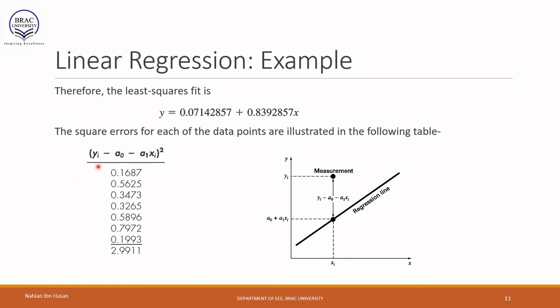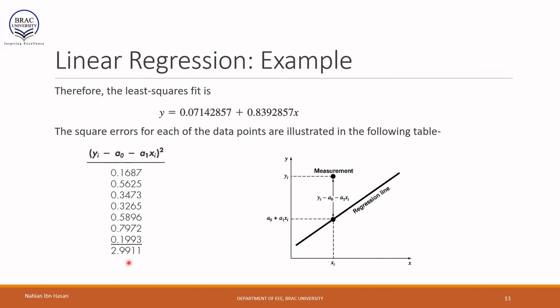So yi is the true point that is given in the table, and a naught plus a1 xi is the approximated value from the regression line. We take the difference and take the square, then we can get all the individual error terms for all of these xi terms. For x1 we get this error square term, for x2 we get this error square term, for x3 we get this error square term.